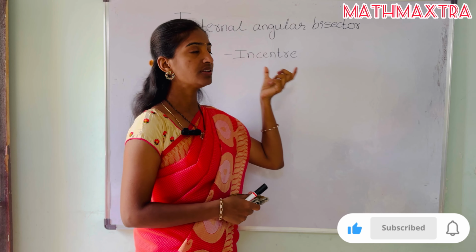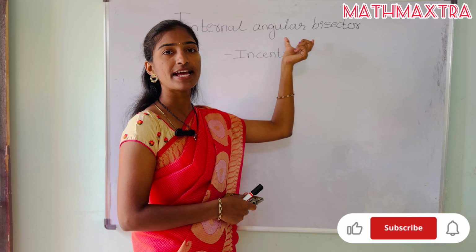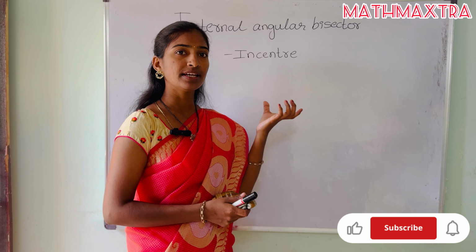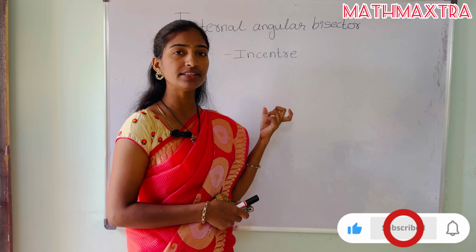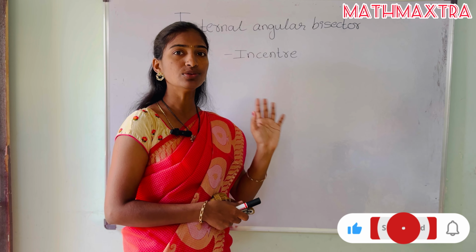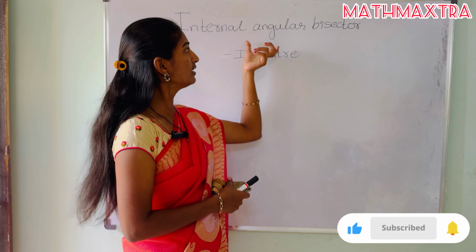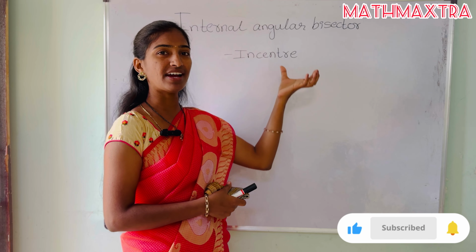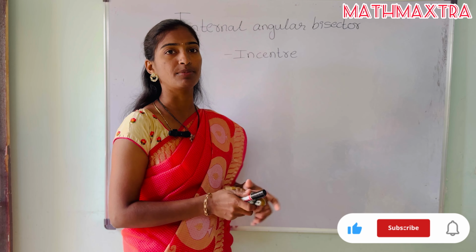So first we will know what an angular bisector is. In yesterday's class we saw the perpendicular bisector. In that, a bisector is nothing but something dividing into two equal parts. But here, an angular bisector means the line which is dividing the angle into two equal parts.